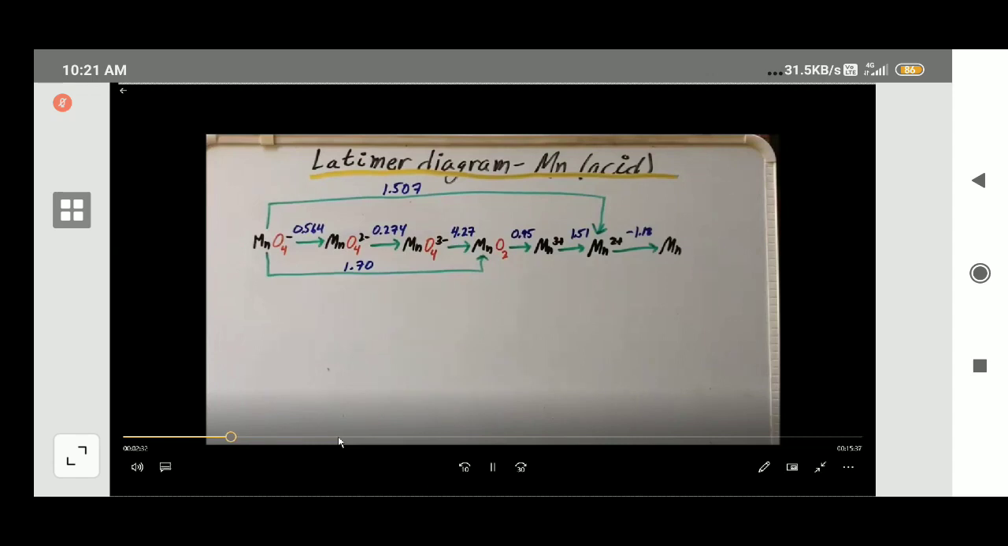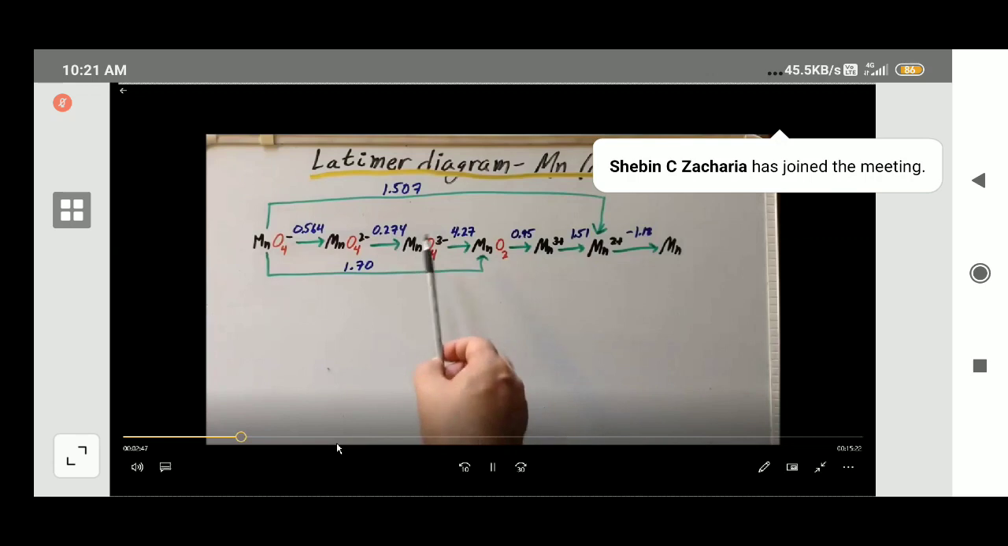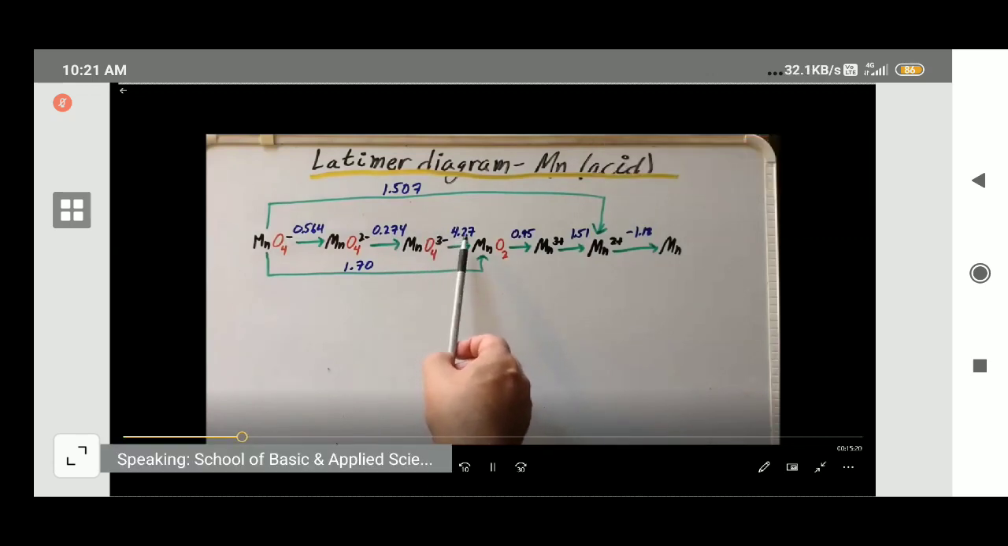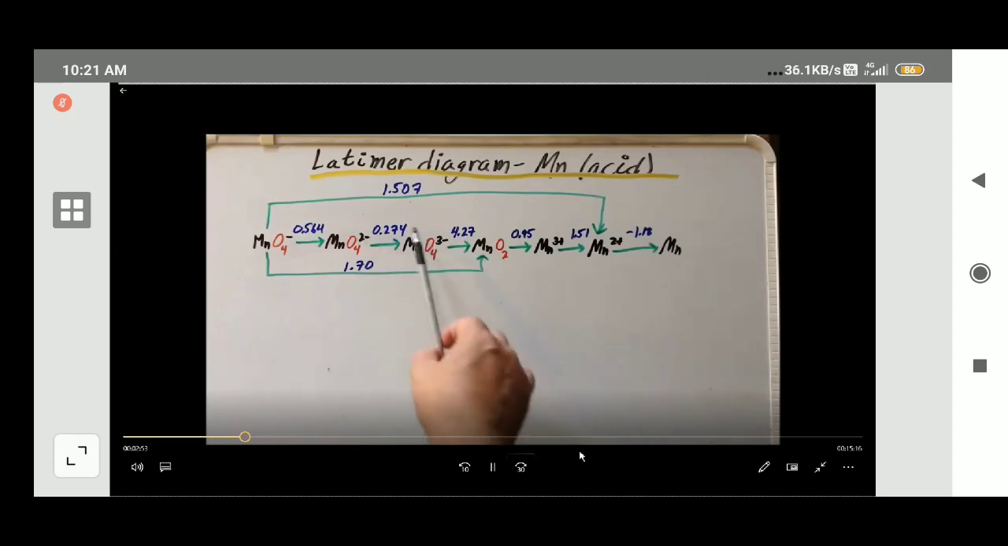There is one particular feature that we can notice in a Latimer diagram simply by looking at the values of the standard reduction potentials. Whenever we have a situation, such as for the hypomanganate ion here, MnO4 3 minus, where the reduction potential to the right is greater than the one to the left, this tells us that this species is unstable.